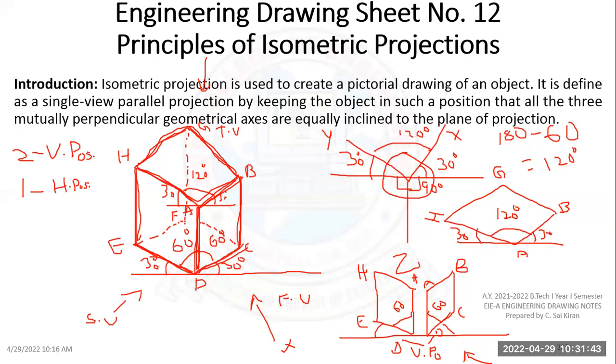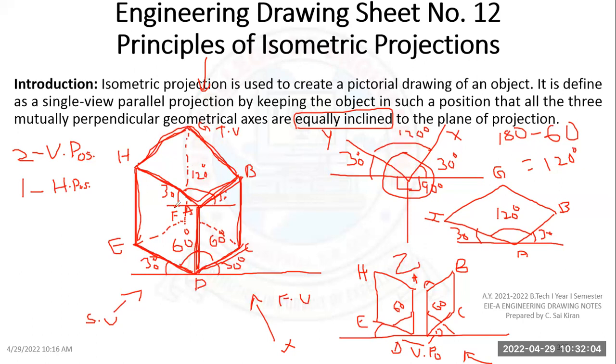ISO means we are taking a constant, so that's the reason we have to make it equally inclined. If you're not equally inclined, there are different types of projection like oblique projections and others you will get. If you are giving equal inclination, then it is isometric projection. The angle between x, y, z is 120 degrees because we divide 360 into three parts, and we get 120.